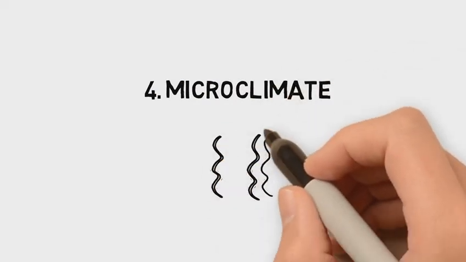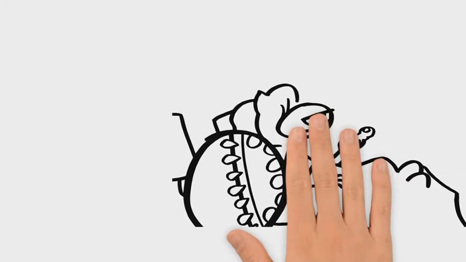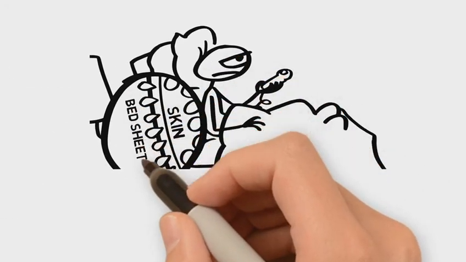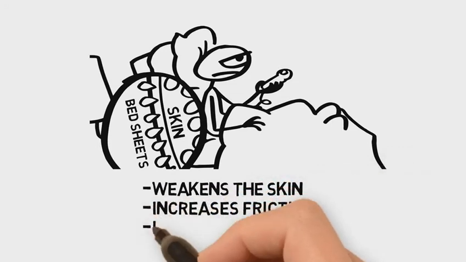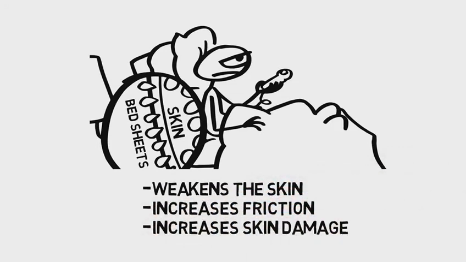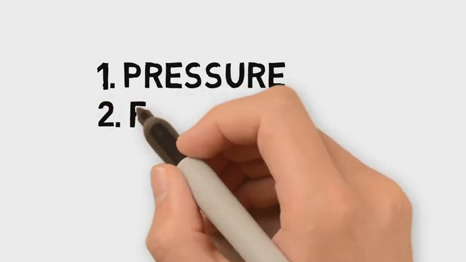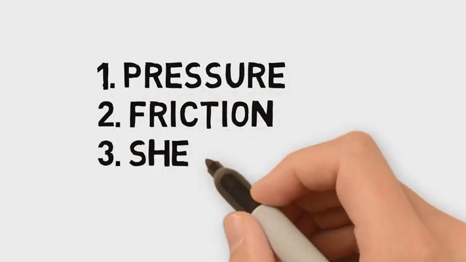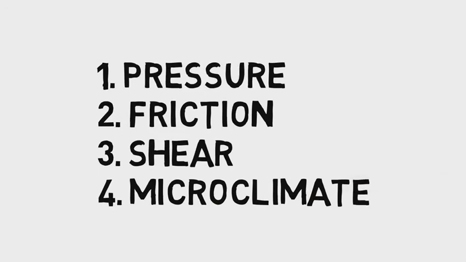Microclimate refers to the temperature and moisture present between the skin and the bed or support surface. Moisture can weaken the skin and increase friction. Increased temperature can also weaken the skin and increase the likelihood of skin damage by external forces. Because all four of these factors can occur simultaneously in real life, you can't predict which will contribute most to a patient's pressure ulcer risk. That's why it's important to reduce all four at once.